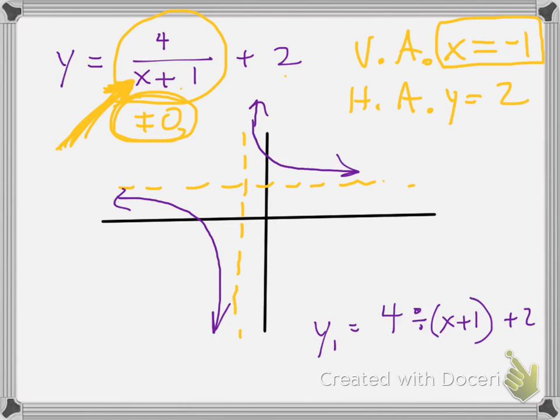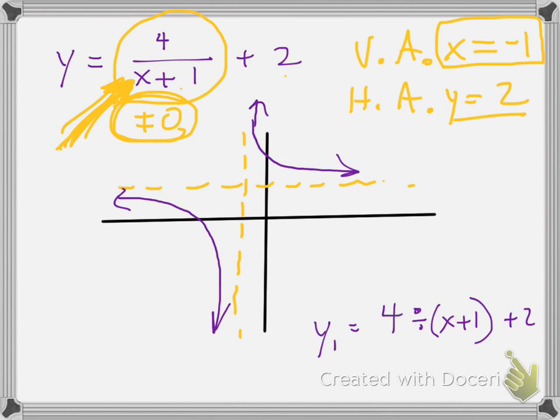Because this particular rational expression can't be equal to 0, y equals 2 is the horizontal asymptote. The function is going to get very, very close to 2 because this expression can be very, very close to 0, but it can never be 0. So y equals 2 is my horizontal asymptote.